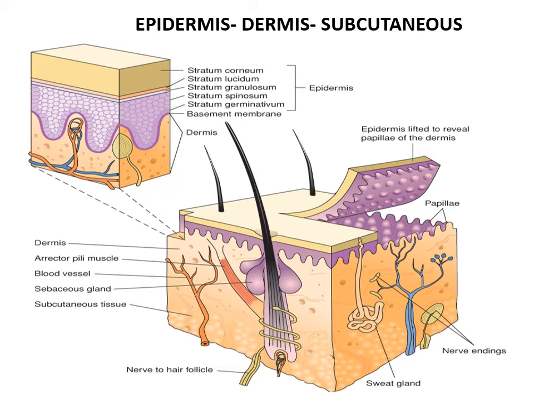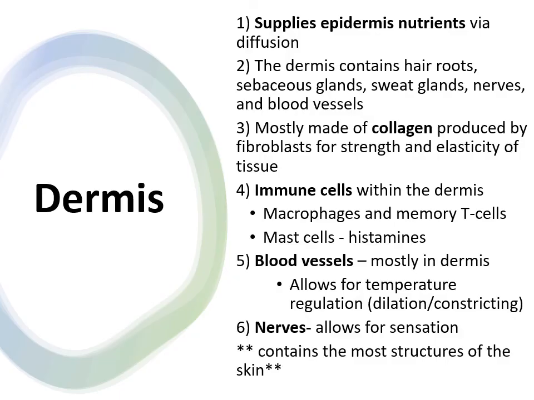Okay, so in this image, you'll see the assortment of structures that are within the dermis. Okay, so well, here's a slide on the dermis that I spoke about on the previous slide. I seem to do that quite a bit. So anyways, so the dermis, again, supplies nutrients through diffusion to the epidermis, okay, since there's no blood supply in the epidermis.